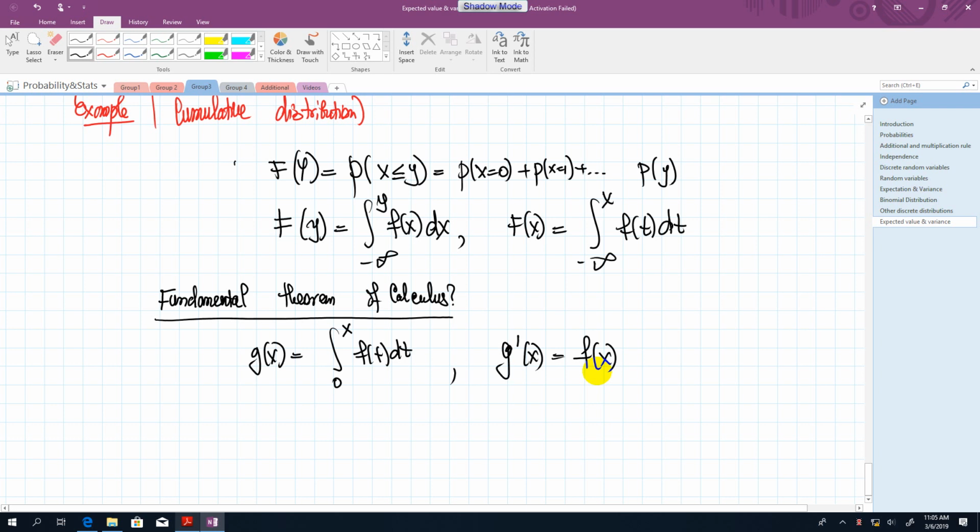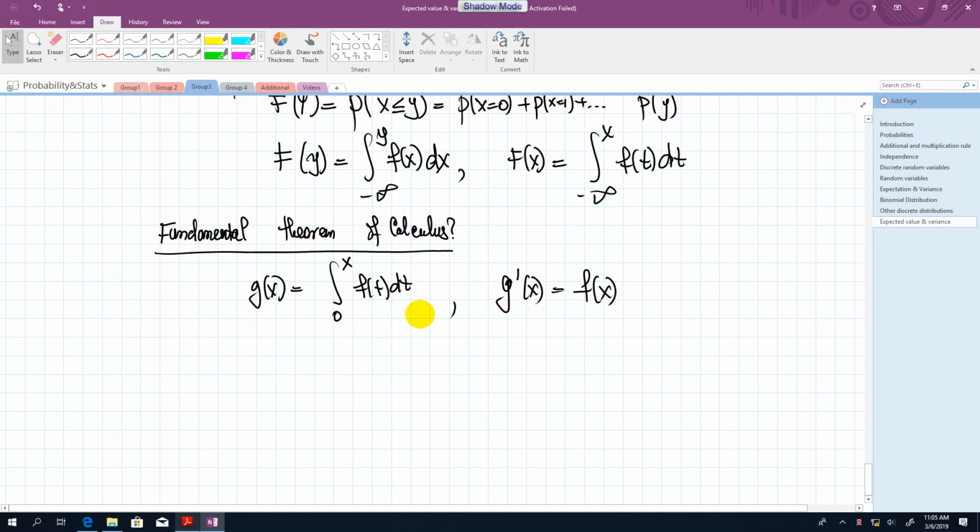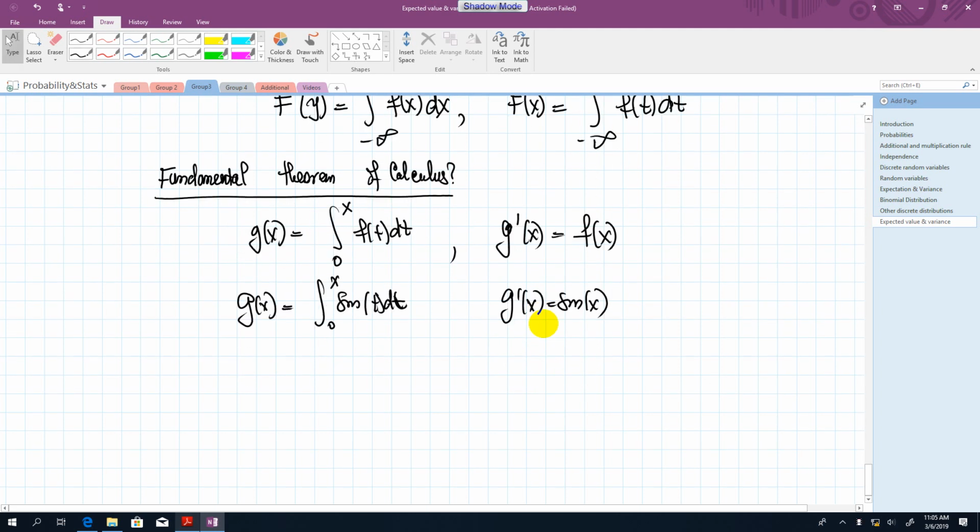Do you understand what this means? Just a small example. Let's assume that g of x is equal to the integration from 0 to x of sine of t dt. What does the theorem tell you? If you integrate this and then take the derivative, the derivative of g will be equal to sine. We can check it.